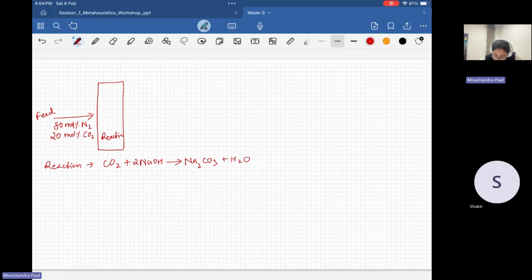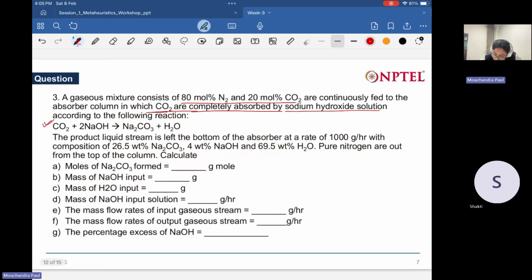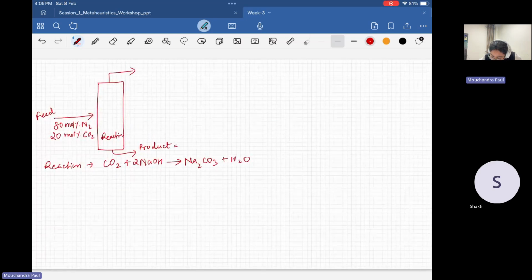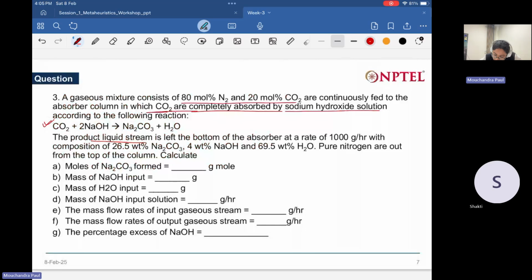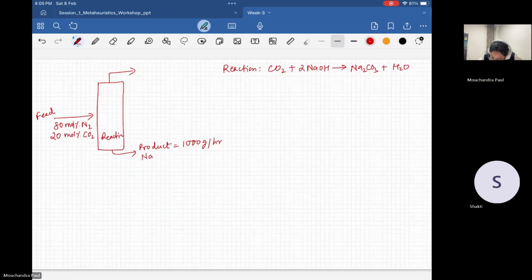Here the reaction is happening, and after the reaction, two things are coming out. First, there is a liquid stream and it is coming out at the rate of 1000 grams per hour. So the product is coming out at 1000 grams per hour. That is the mass flow rate of the product, and it consists of sodium bicarbonate, sodium hydroxide, and water.